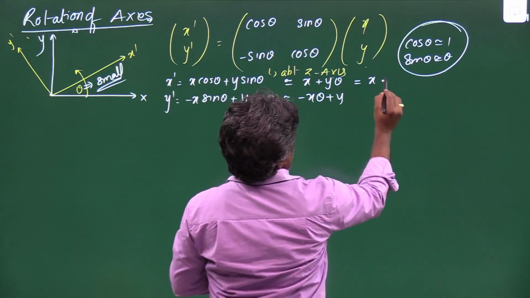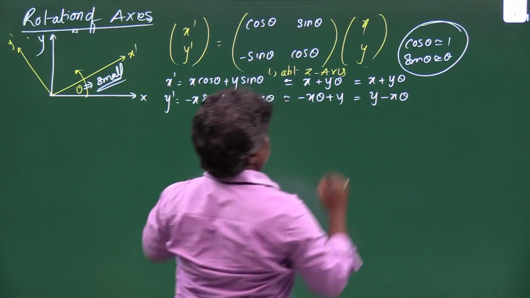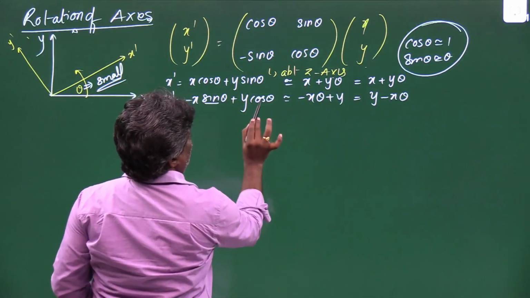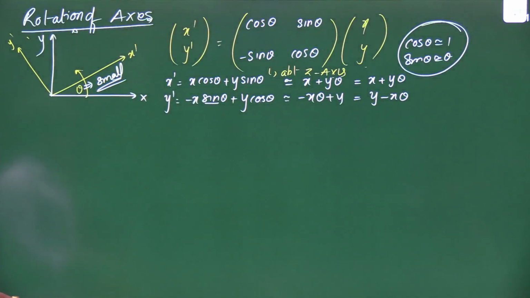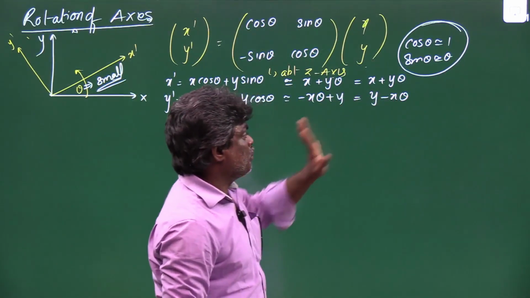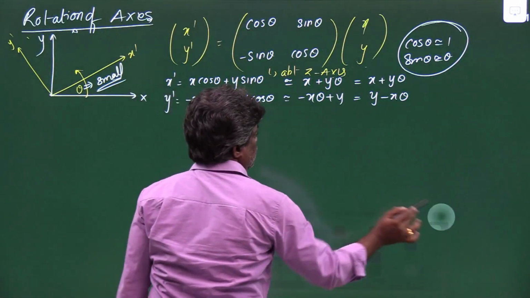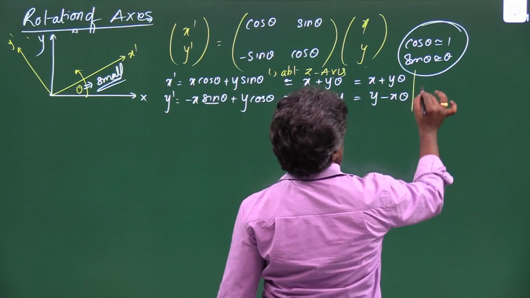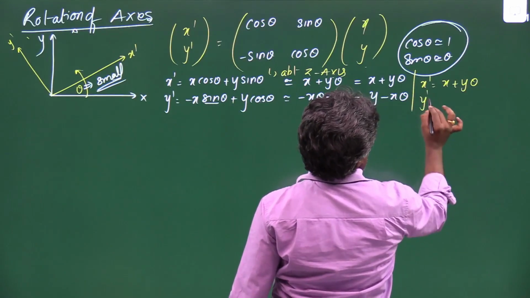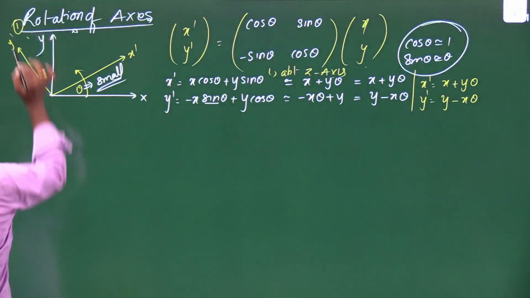This can be written as x plus y theta. This can be written as y minus x theta, because sin theta is theta, cos theta is 1. Finally, x prime equal to x plus y theta, y prime equal to y minus x theta. Is it clear? Yes, sir. Right. So finally, after taking approximation I got it like this. Good. Right. This is from intermediate.